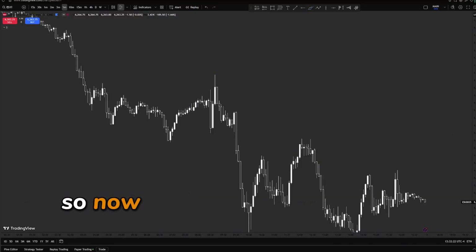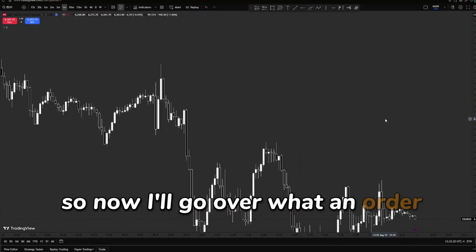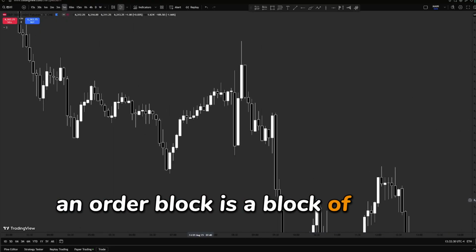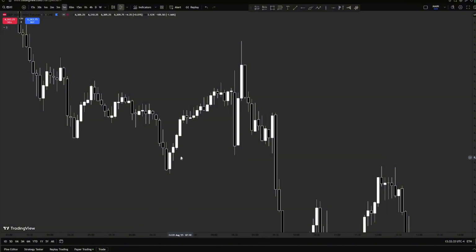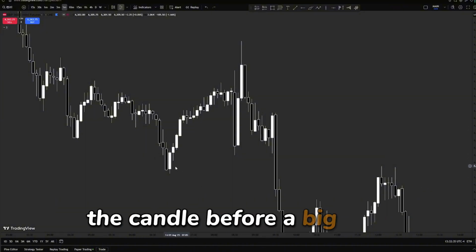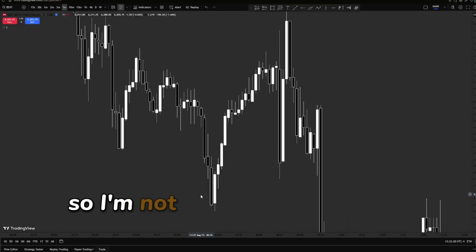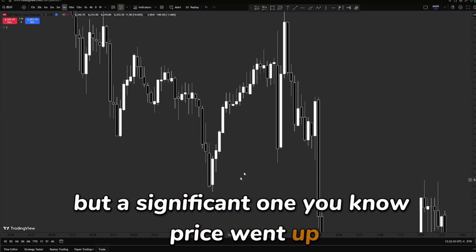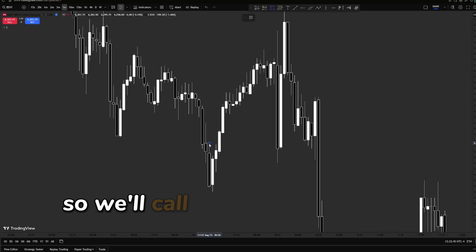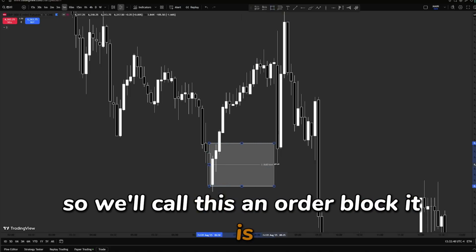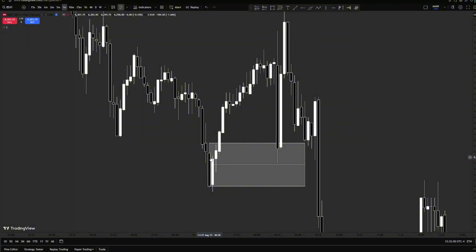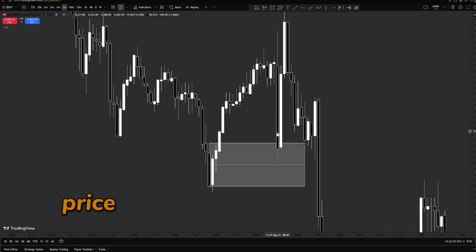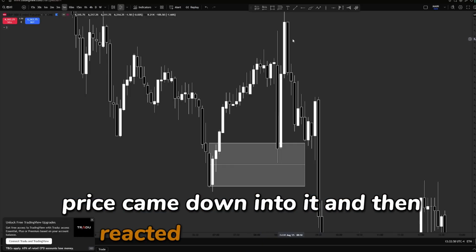So now I'll go over what an order block is. An order block is a block of orders, typically found at the candle before a big move. So I'm not going to call this here a big move, but a significant one. You know, price went up. So we'll call this an order block. It is the candle just before this move. And again, as you can see, price came down into it and then reacted off that.